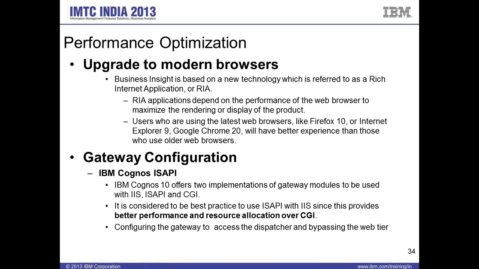Browser compatibility is one of the key concerns faced by organizations. So while deploying Cognos Workspace, make sure that the organization upgrades their browsers so that their users get improved performance. As well, while configuring the gateway, if you want better performance, always make sure that we configure the ISAPI gateway rather than a CGI gateway. If we have large usage of Cognos Workspace, always make sure that you use the ISAPI gateway with IIS compared to CGI.